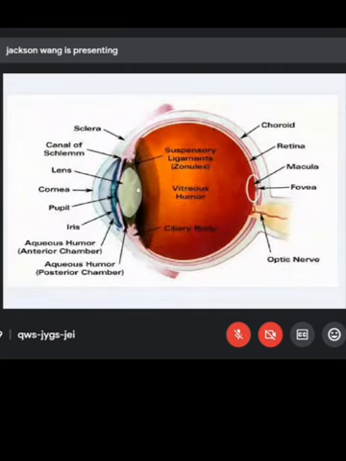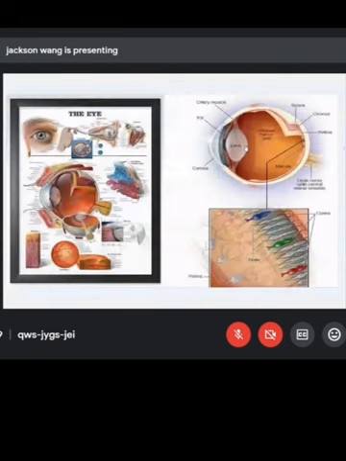Voilà, lens, le cristallin, pupil, la pupille, et ici, so we have the retina, la rétine en français. En général, c'est la composante de l'œil, or the eye, both external and internal structures.